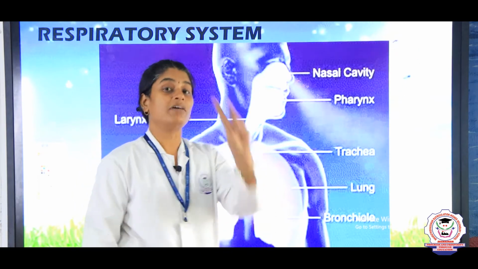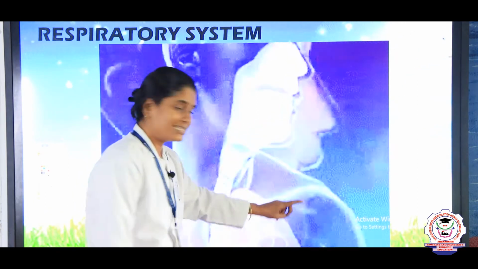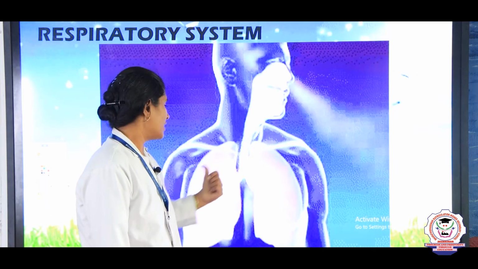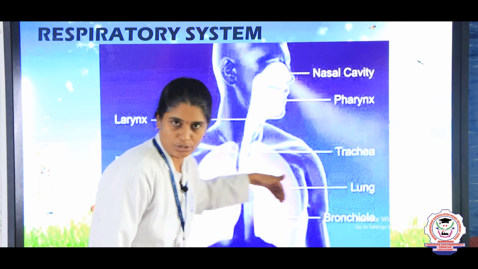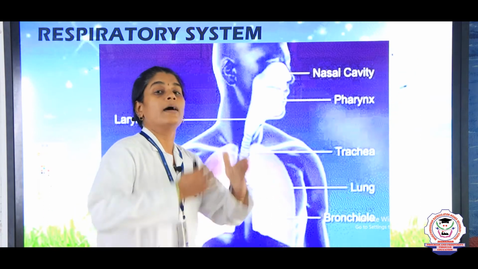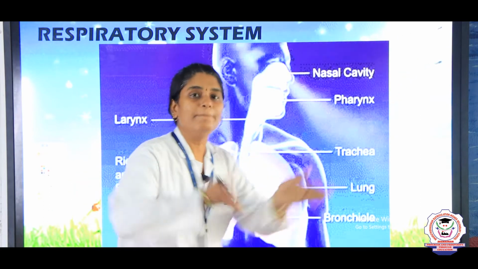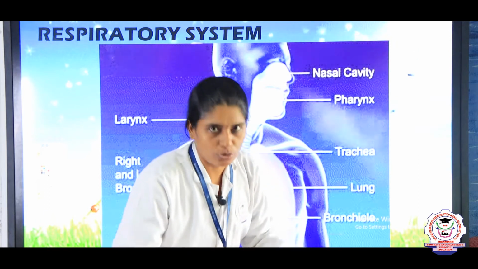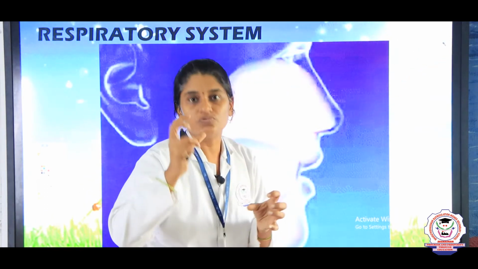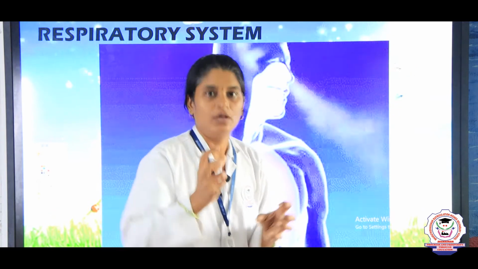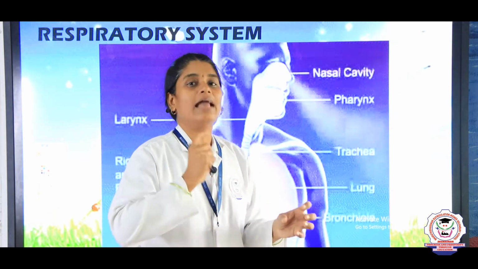Okay. So, we have two lungs on the right side and on the left side. Once the bronchi enter into the lungs, they branch into many branches known as bronchioles, and each bronchiole has air sacs known as alveoli. Singular, we can say alveolus.